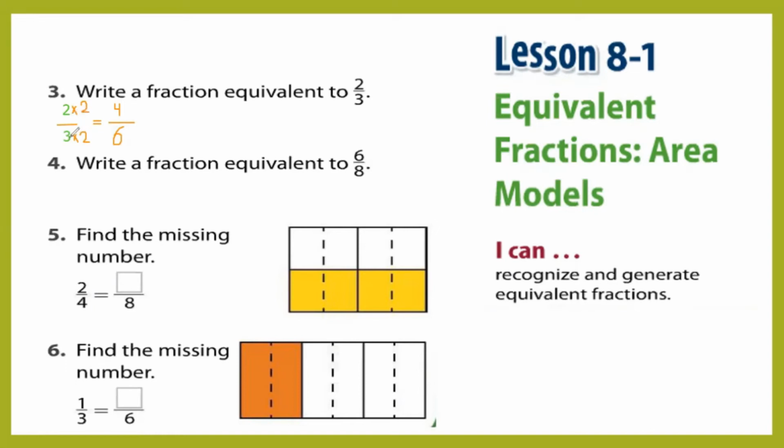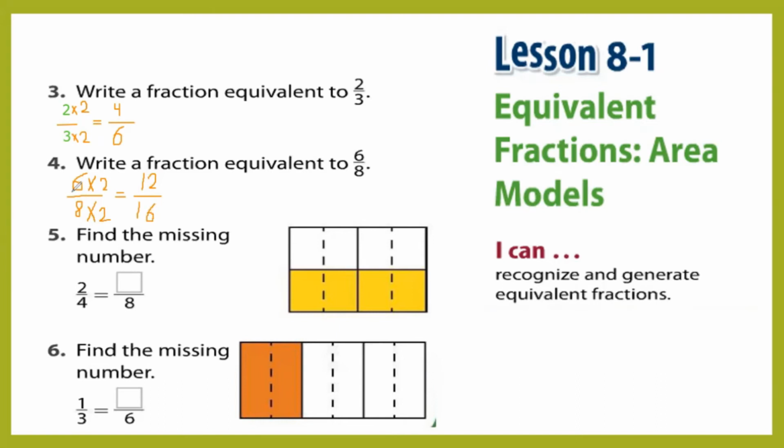Number 4, write a fraction equivalent to 6 out of 8. I will write 6 out of 8. Then I will multiply up and down by the same number, not equal to 1. Starting from 2, I will multiply up and down by 2. 6 times 2 equals 12. And here, 8 times 2 equals 16.